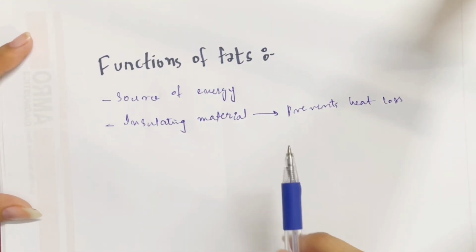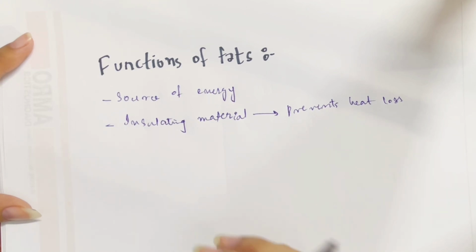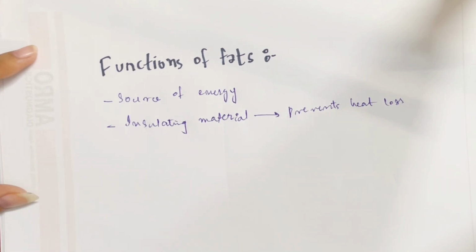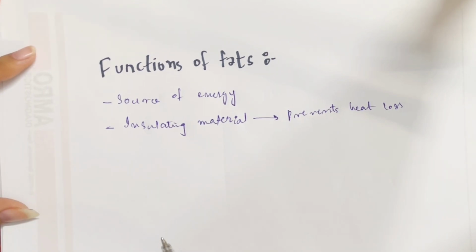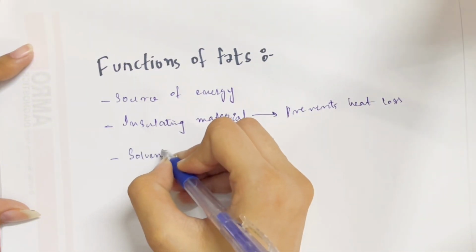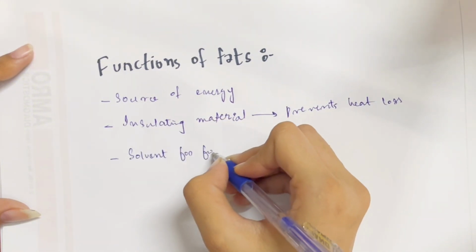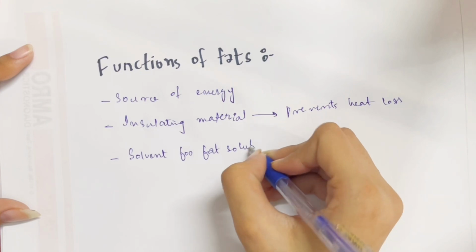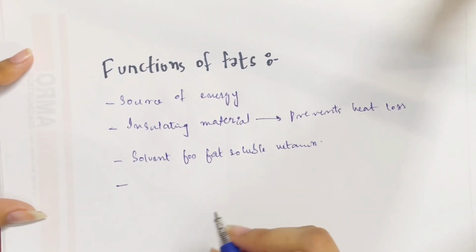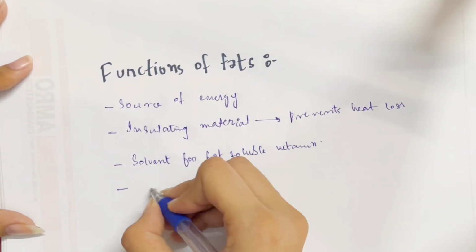For example, animals such as seals have a thick layer of fat or blubber beneath the surface, which helps them reduce the loss of body heat because the fat is stored in an accumulating manner. And the third pointer says they are a solvent for fat-soluble vitamins. They also act as a solvent for the fat-soluble vitamins.